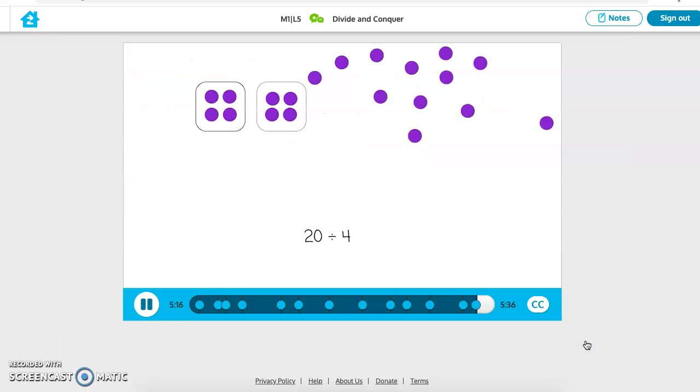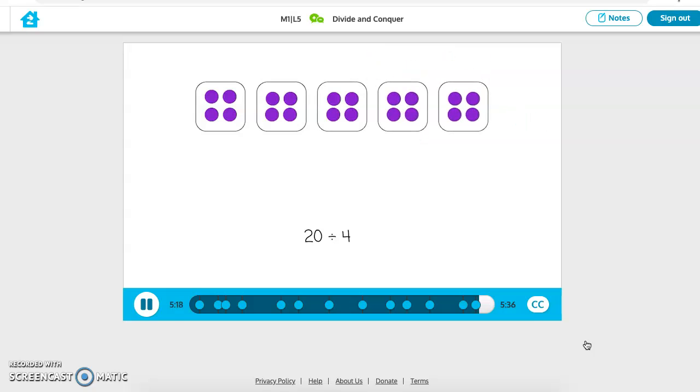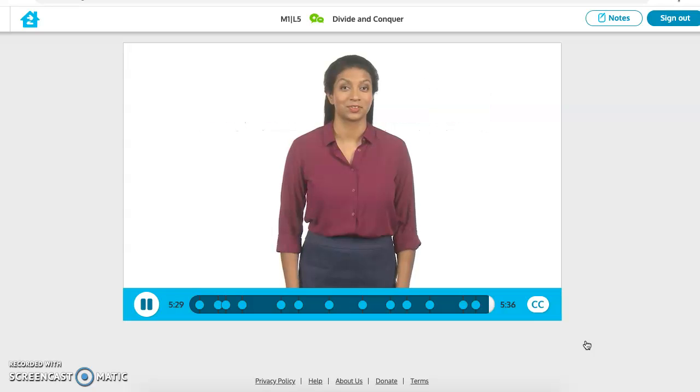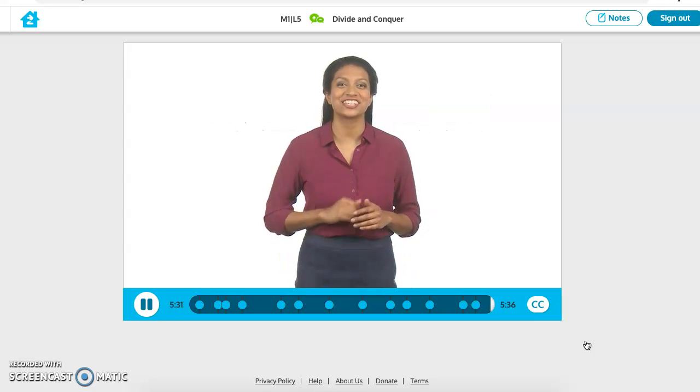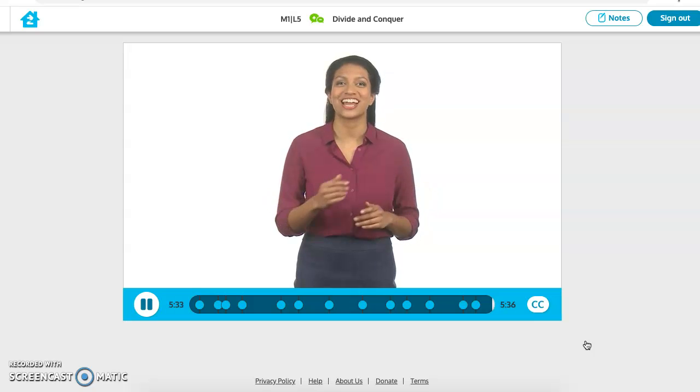We divided the 20 discs into groups of 4. There are 5 groups. So 20 divided by 4 equals 5. Nicely done! Way to divide and conquer this lesson. Next challenge, Tower of Power.